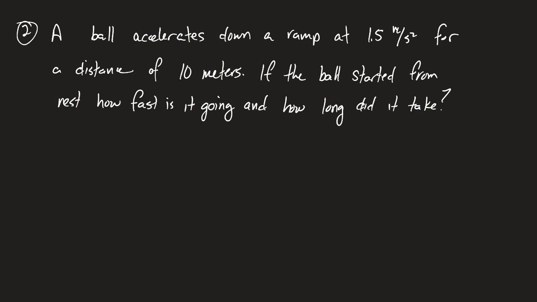So the ball rolls down a ramp, it accelerates at 1.5 meters per second squared over a distance of 10 meters, starting from rest. How fast is it going at the end of the interval? And how long did it take to do this? Again, this is an exercise, meaning it should be able to be solved in 1 or 2 steps. If done correctly, a single relationship should solve this exercise. This is not a problem. This is just a plug and chug.